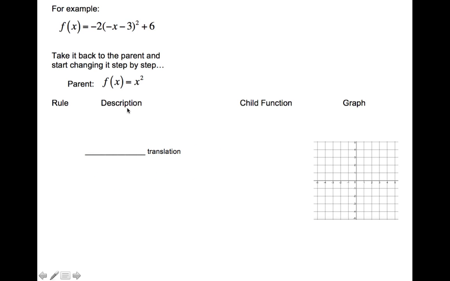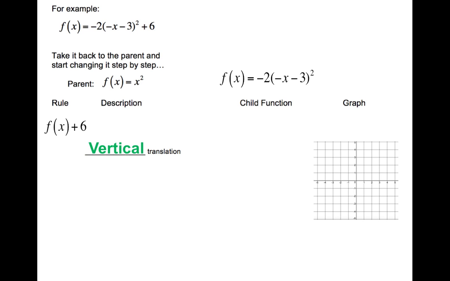All right, let's do the final change. We have this child, that's where we ended. We're like, what's the next thing that happened? The 6 happened right here, plus 6. So what's the rule? Hopefully you got that. The whole function, you're adding 6 to the whole function that we have so far. So to this whole function, we're adding 6. The description, what does that do to your graph?